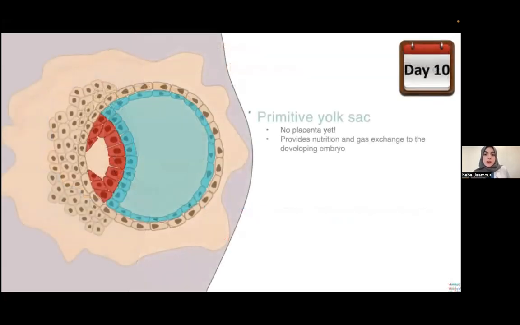Now, moving on, more stuff happens. Basically a water-filled cavity, a vacuole, forms, and we call that the primitive yolk sac. Now for the primitive yolk sac, you have to keep in mind that there is no placenta formed yet. So there is no nutrition supply yet, and we still haven't gotten to the mother's circulation. So where does this ball of cells get the energy that it needs? It comes from the primitive yolk sac that forms. Basically, it provides nutrition and gas exchange for the developing embryo.